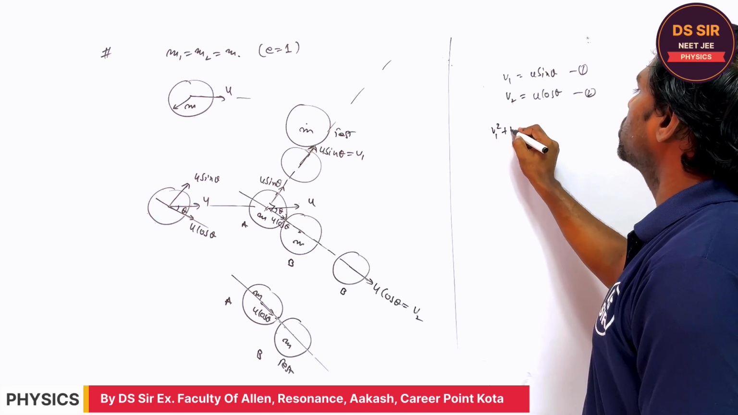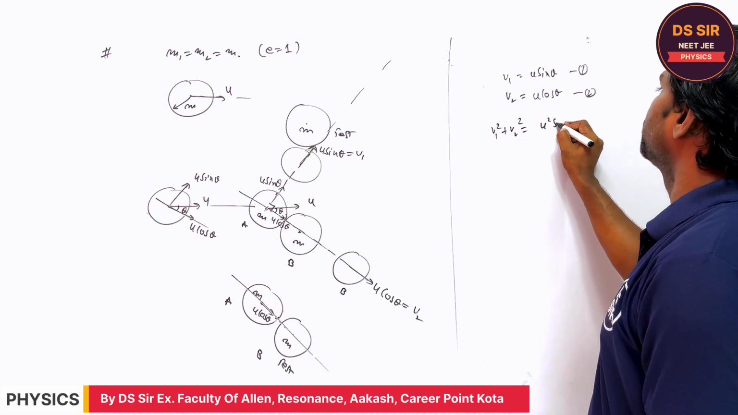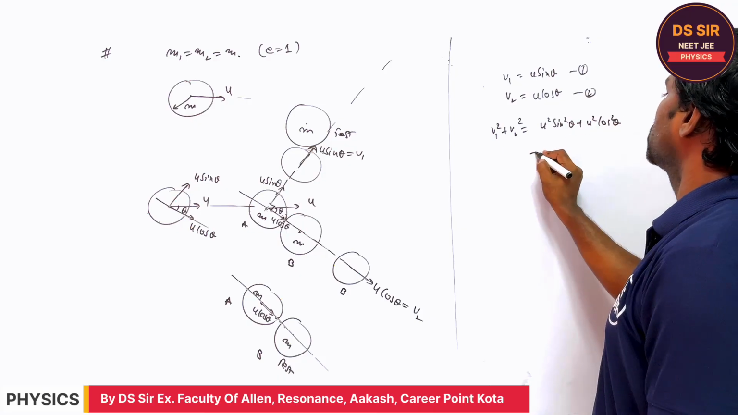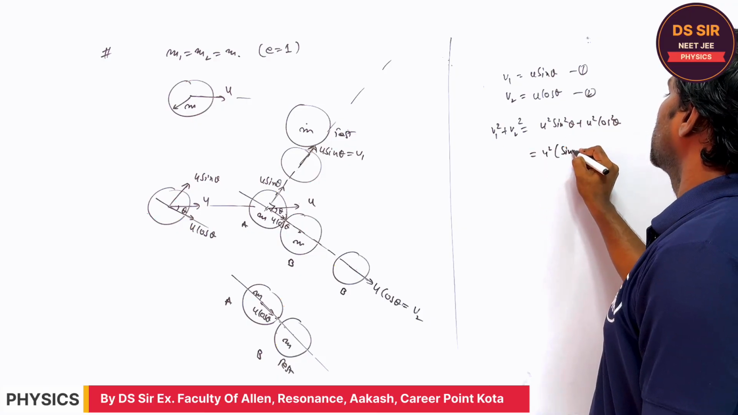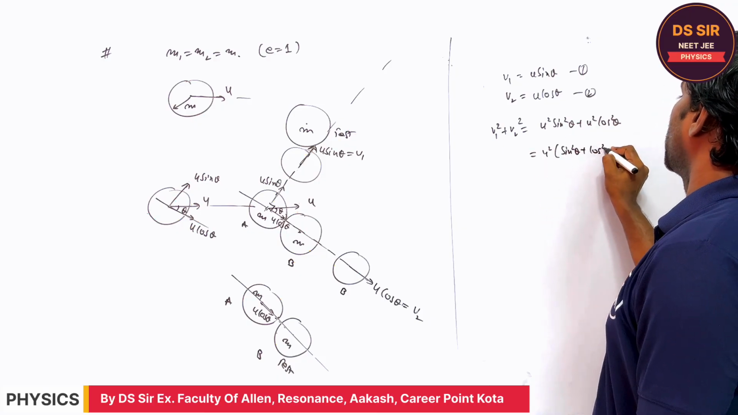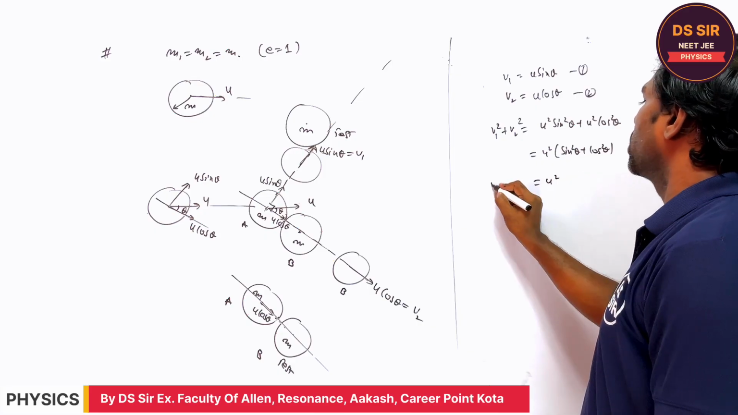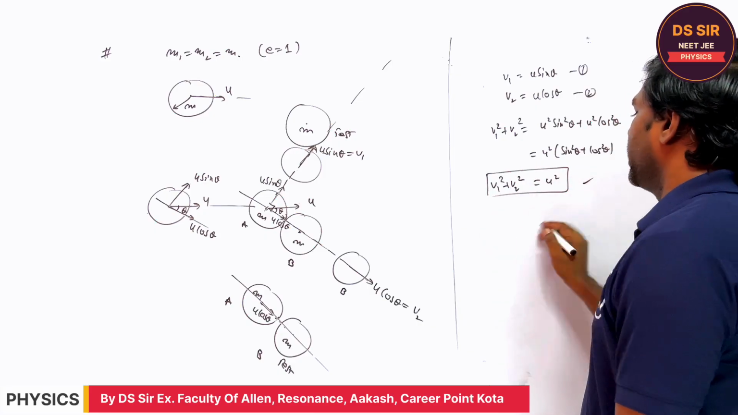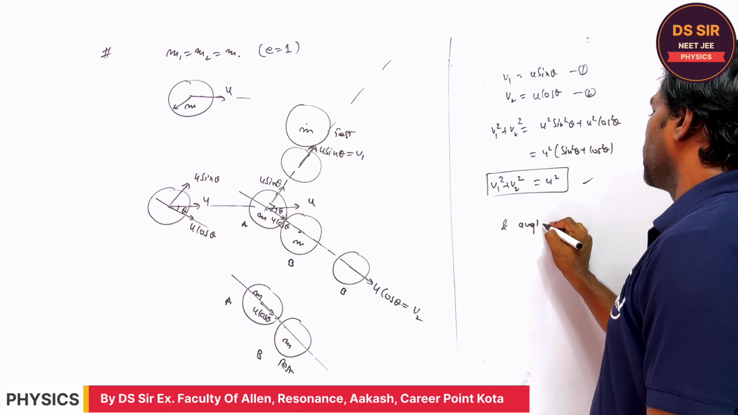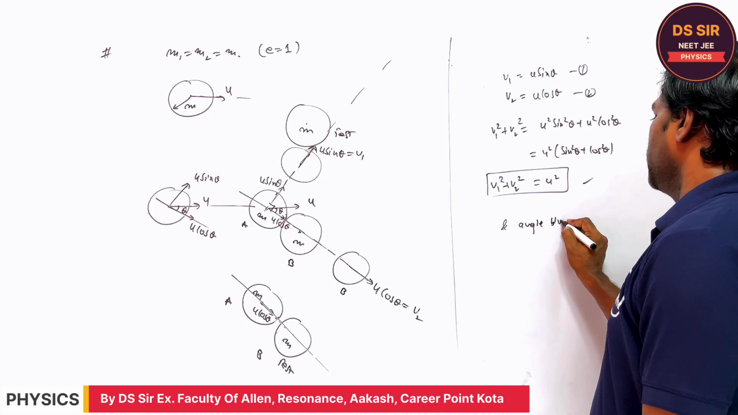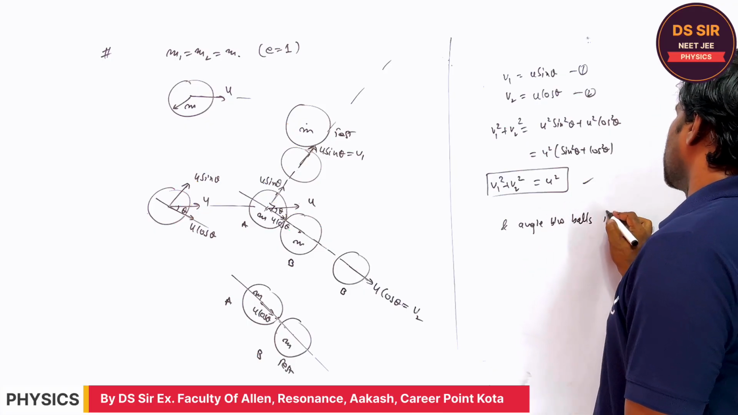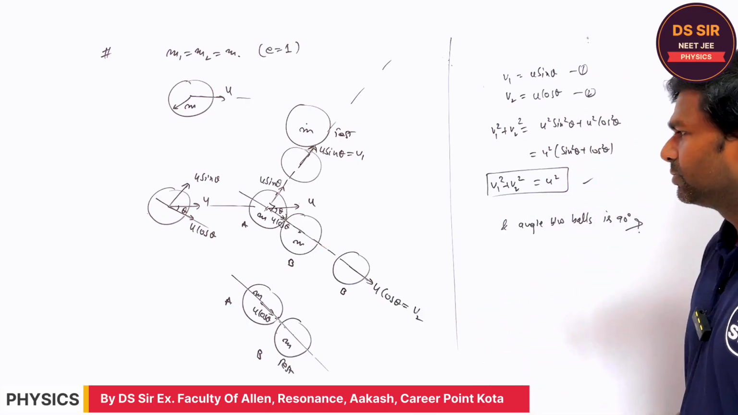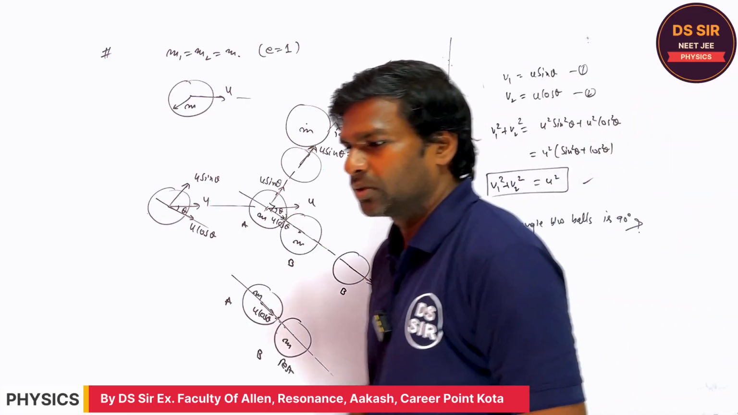If you make v1 square plus v2 square, it is u square sine square theta plus u square cos square theta. So v1 square plus v2 square is equal to u square, and the angle between the balls is 90 degrees. Is it clear or not, you tell? This is the solution. Copy this.